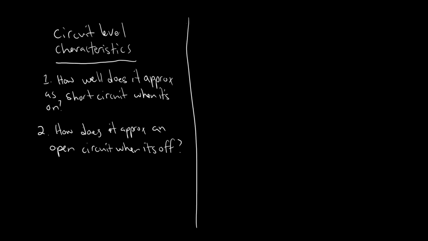Maybe you'd expect that devices can do both of these things perfectly, but we'll see that that is really not the case, and we have to think about how to do these two things precisely in order to make things work properly. So this is how well these devices can approximate an ideal switch. And then on the other side, we're also interested in device level characteristics.